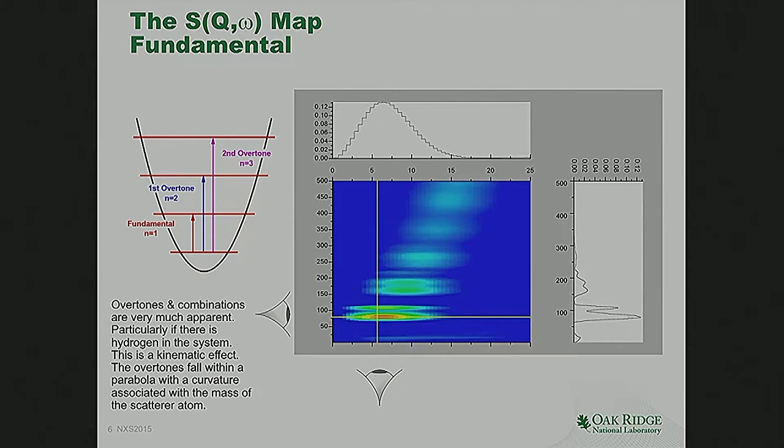As I said, these fall within a parabola with the curvature associated with the mass of the atom. So this parabola in this case is for hydrogen, but if you have something heavier, for example carbon, the parabola will do this, okay?